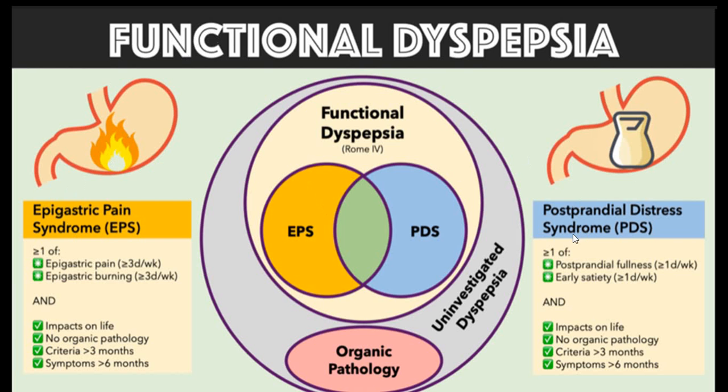While for postprandial distress syndrome, you have to have minimum one criterion: postprandial fullness for 1 day in a week, or early satiety for 1 or more days in a week. Either of these two symptoms, postprandial fullness or early satiety, and this produces impact on life. No organic pathology. The criterion has to be there for more than 3 months, and symptoms should be lasting for more than 6 months.